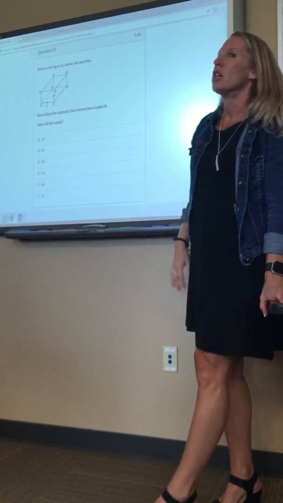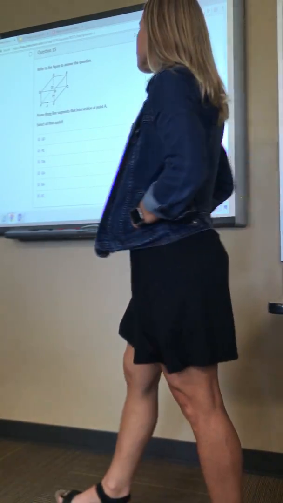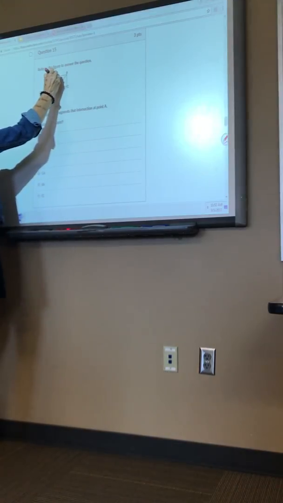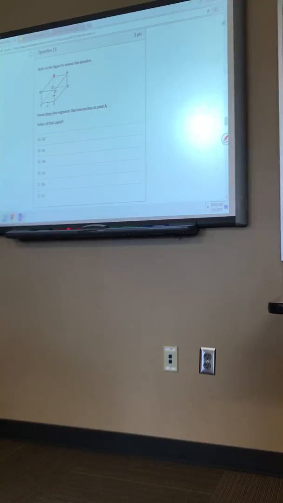If you scroll down to question 15, it says name 3 line segments that intersect at point A. So you're going to be checking more than one answer. Does GF intersect at point A? No, that's way over here. What about the ones that all have A? What about DA? Yeah, DA intersects with point A. It's all the ones with A's. What about GA? Yeah. What about BA? Yeah, that makes sense.